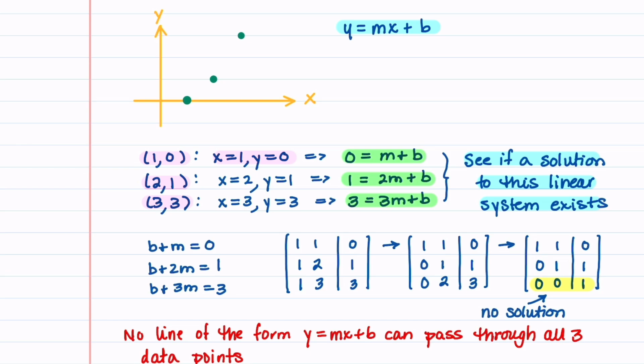Our linear system is going to be easier to solve if we reverse m and b and write our equations like this. We then put these equations into a linear system, put it in reduced echelon form, and we can see, because we have 0 equal to 1, that we're going to have no solution. We can conclude from this that no line of the form y = mx + b can pass through all three data points. Instead, we're going to have to use least squares to find the line of best fit that comes the closest to passing through all three of these data points.